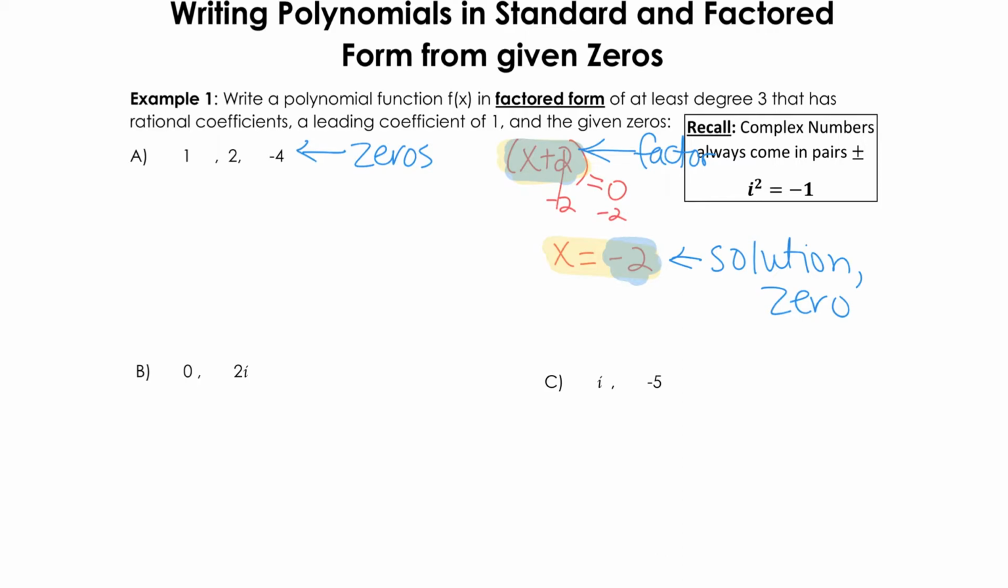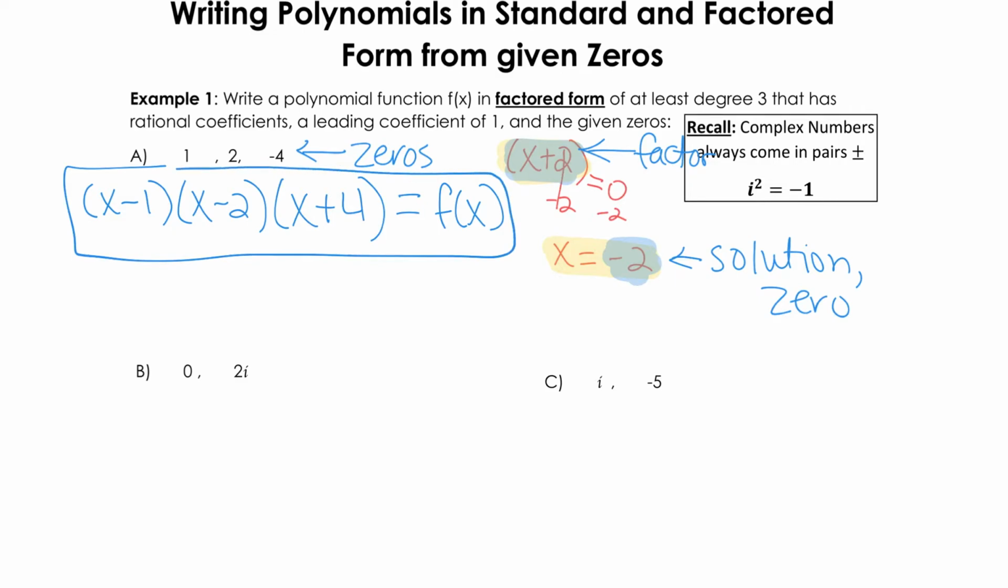So positive 1 is going to be an x minus 1. A positive 2 is going to be an x minus 2. And negative 4 is going to be an x plus 4. And this is in factored form. Factored form just means you're going to leave it as factors. You're not going to multiply them together. And so this is your polynomial. We can just call this f of x. And so this would be your answer. So it's literally as simple as that. You just write your solutions or your zeros as factors.